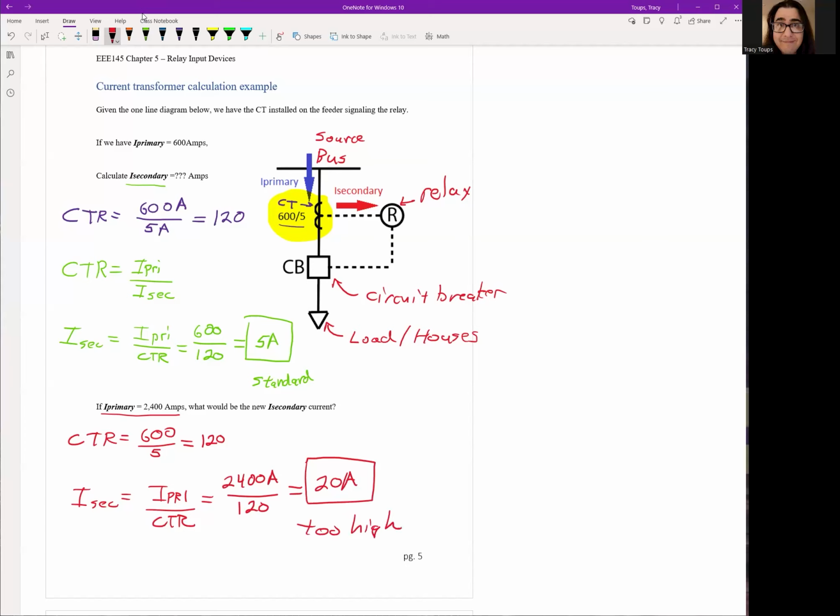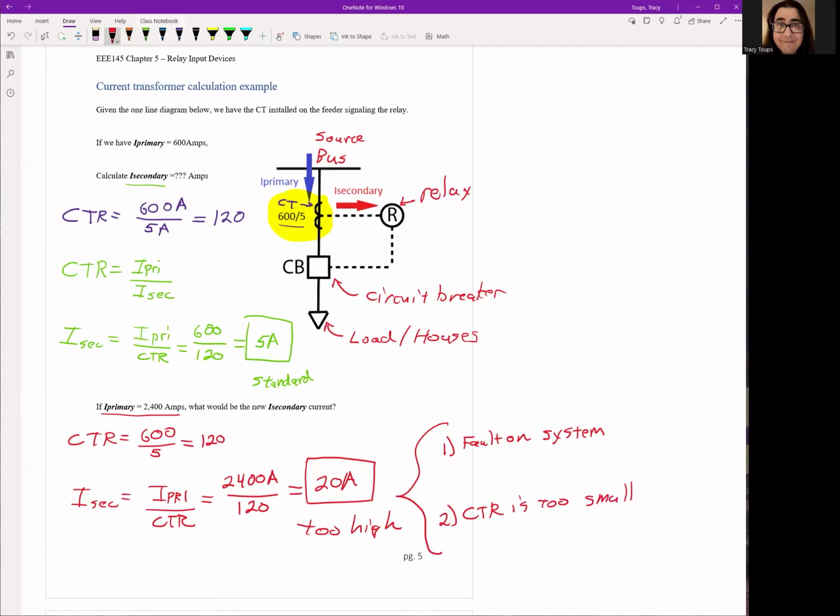So this rings some alarm bells for me. Either we have a fault going on or we incorrectly sized the CT, right? So out of all this, there are two possibilities. Either one, there's a fault on the system causing too much current, or two, our CT ratio is too small.